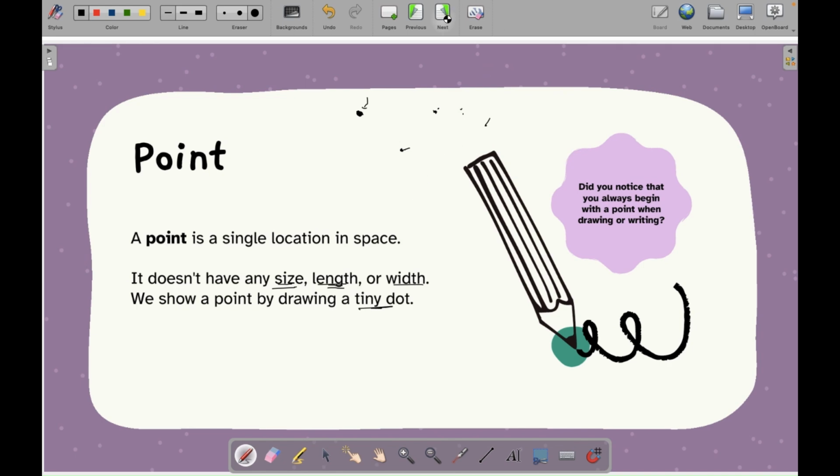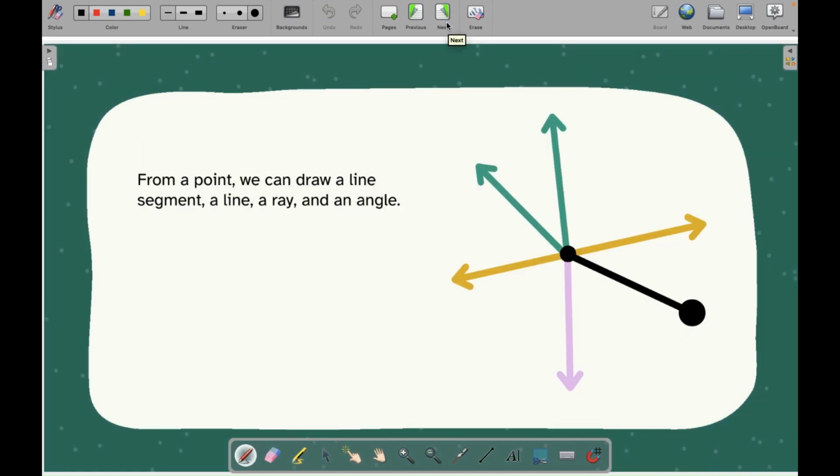Okay. And using this point, we can draw various shapes and sizes, right? We are going to discuss some of the shapes in the subsequent slides. So these are known as line segments. From a point, we can draw a line segment. From a point, we can draw a line. From a point, we can draw a ray. And from a point, we can draw an angle. So a point is the starting point for all the figures that we have. Okay.